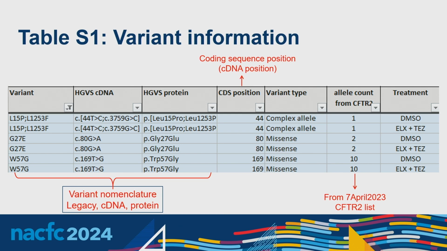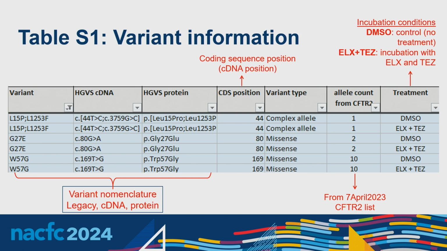Now, when this paper was published, we didn't have the updated data that went live this week. So the allele count is from the 2023 CFTR2 list. And then this treatment. Now, this is the incubation condition, and this is why each variant in this table is listed 2 times. There were 2 incubation conditions, one with DMSO, one with the correctors.